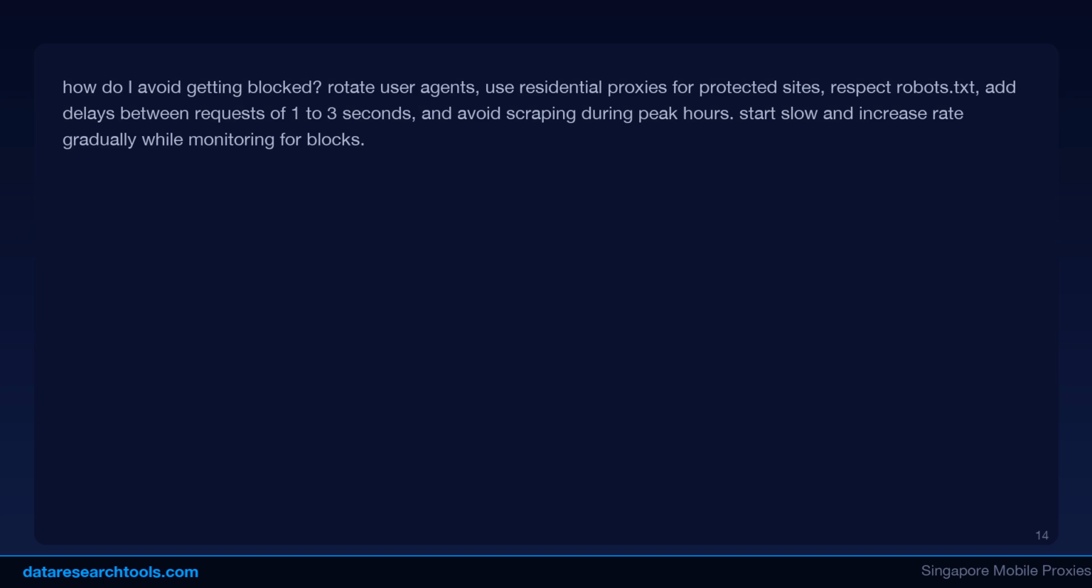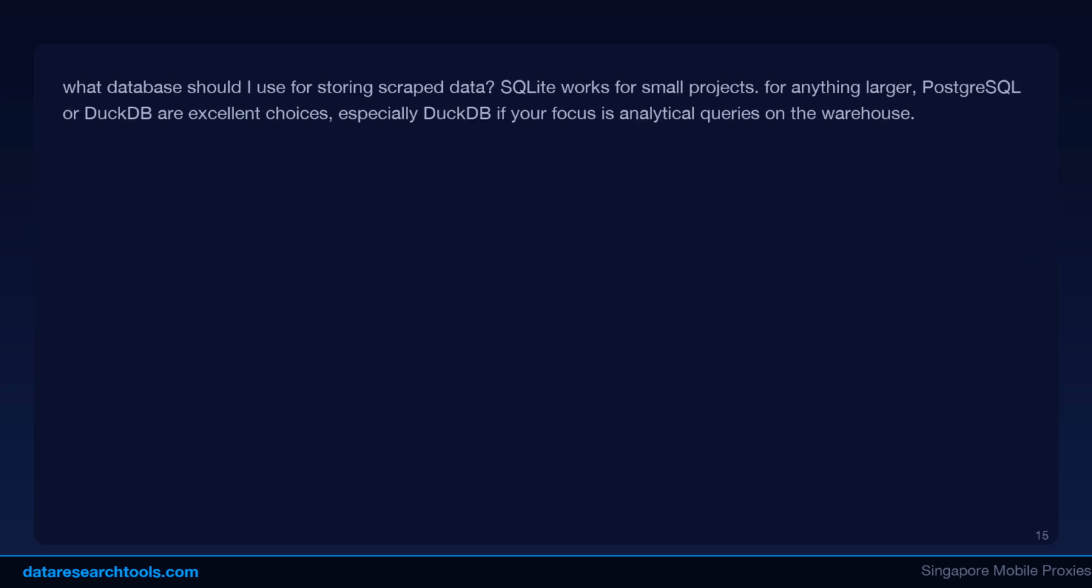How much does a scraping data warehouse cost? Cloud warehouses like BigQuery cost based on data stored and queries run. A typical scraping operation storing 100 gigabytes of data and running daily analytical queries might cost $50 to $200 per month. Self-hosted options like Postgres or ClickHouse only cost server resources.